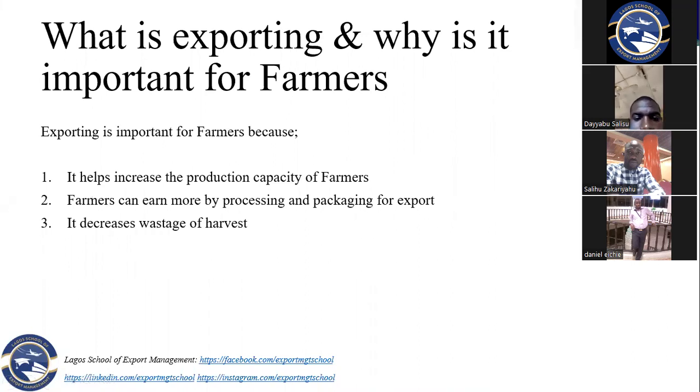Okay. So exporting is important for farmers because, one, it helps increase the production capacity of farmers. One of the things that we found out is that as a farmer, if you are actually exporting, you can increase your output because you know that this thing won't spoil. If you are not selling it locally, you can pack it, process it, and ship it out to another client in another country. So one thing it does is to increase your production capacity. Now, you can also earn more by processing and packaging.